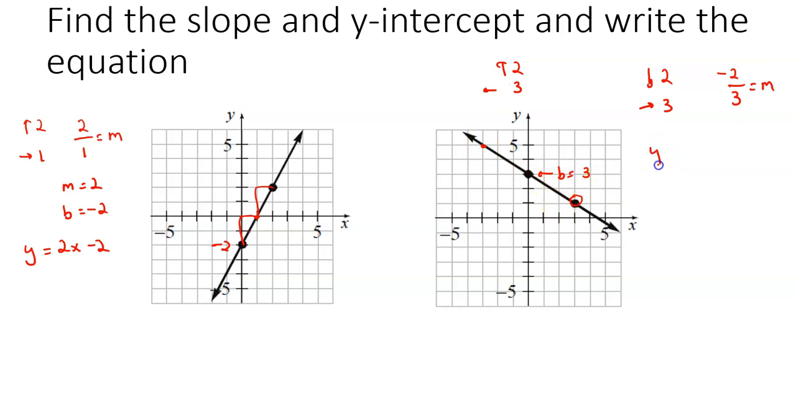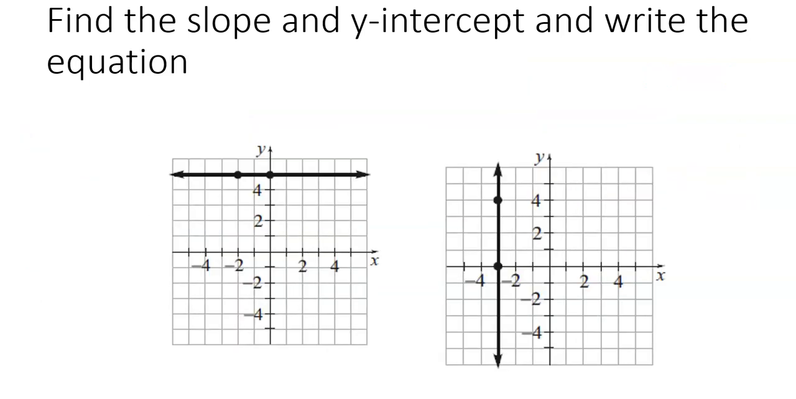Y-intercept is 3. Y equals mx plus b. And then I replace the m with the -2/3 and the b with 3. There's the equation for my line with that slope and y-intercept.